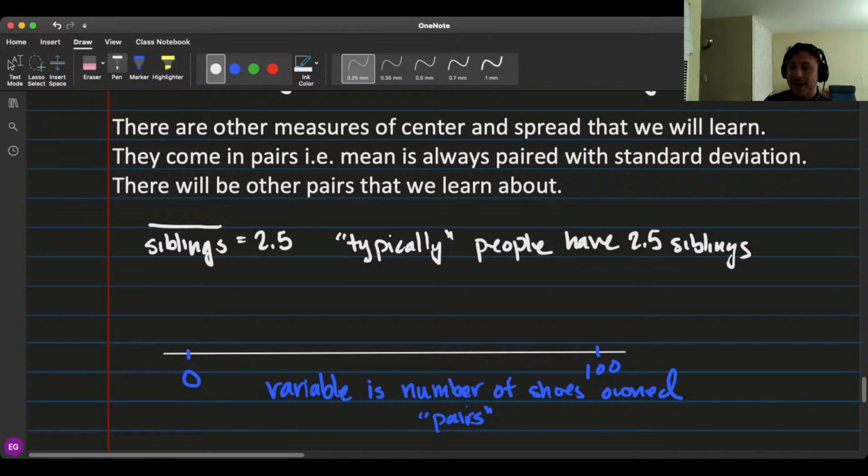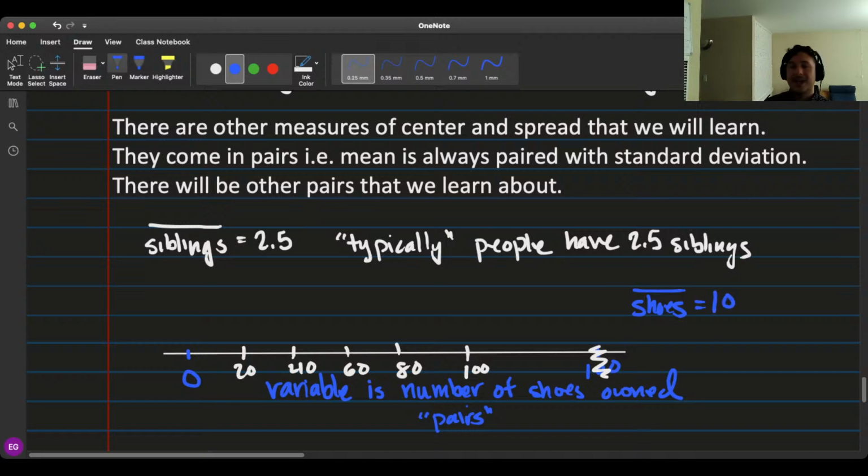Okay, so let's have the bins go by 20. So 20, 40, 60, 80. Okay, so 100 will just end right there. Forget about that. So let's say, well, before we draw the bins, what do you want the typical number of shoes to be? Typically, how many shoes should people own? So what will our mean be? 10? Cool, I like that. So the average will be 10. So I'm going to draw my mode. I'm going to put a little line right here at 10. That's the typical value.